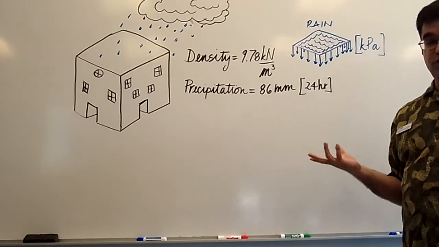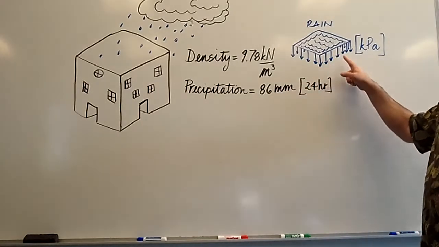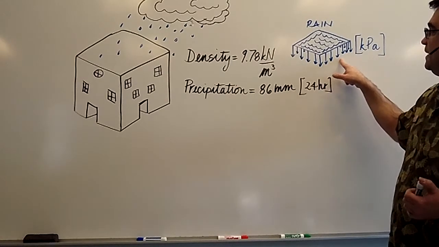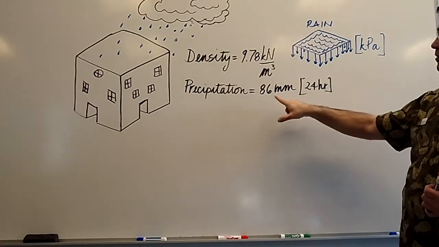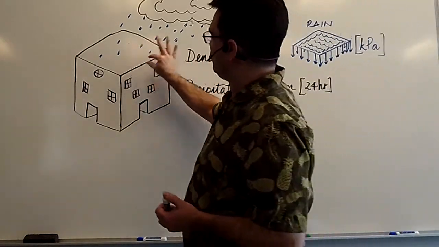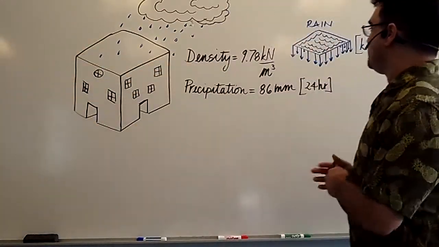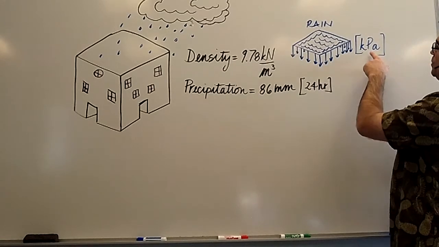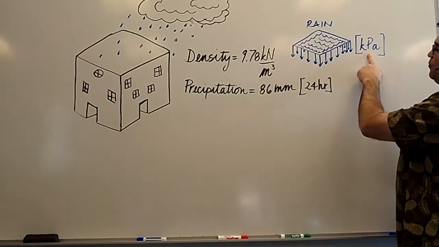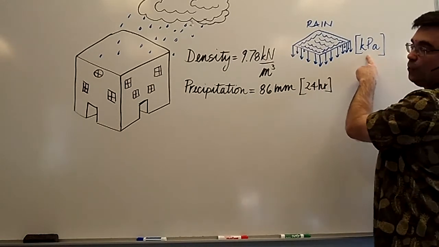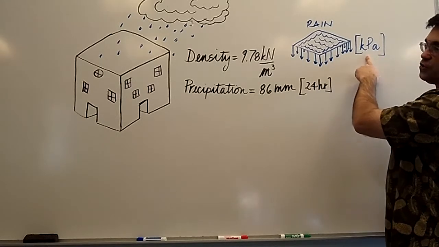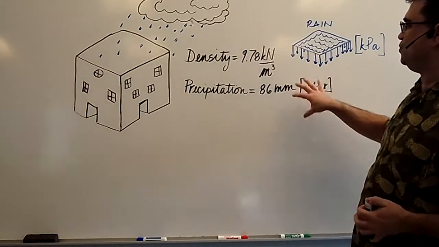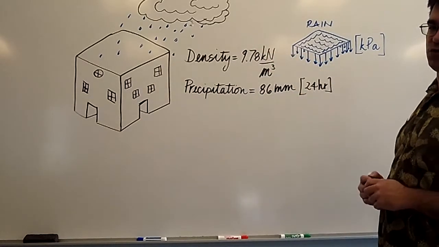What do we do? How do we figure out what the distributed area load is going to be on the roof? Because that's what we're going to get. After we get 86 millimeters everywhere here, it's basically a force that's distributed over the whole area of the roof. So we're looking for something in kPa. And if you remember, kPa is kilopascals, which is also kilonewtons per meter squared. So somehow we have to use these two to get kilonewtons per meter squared.